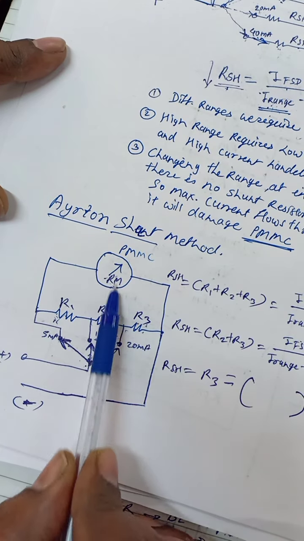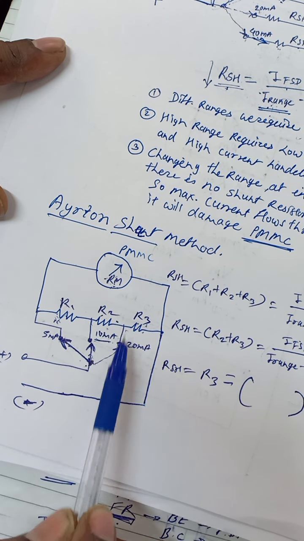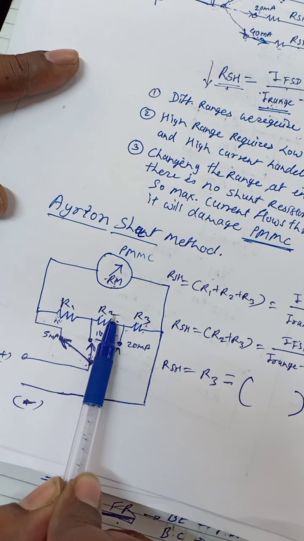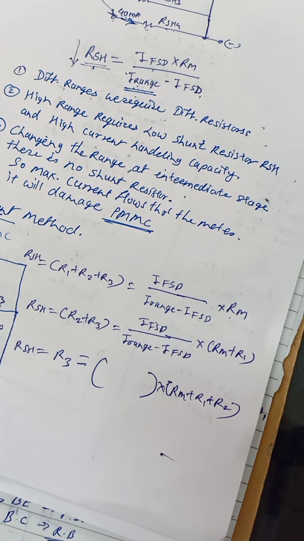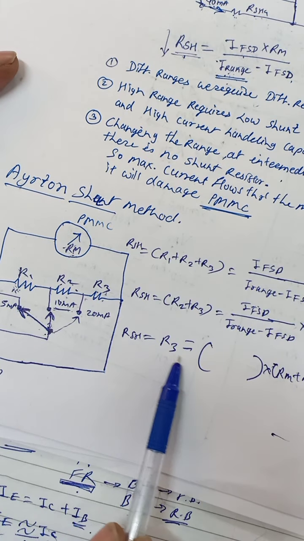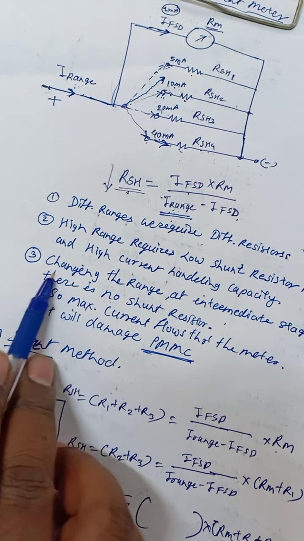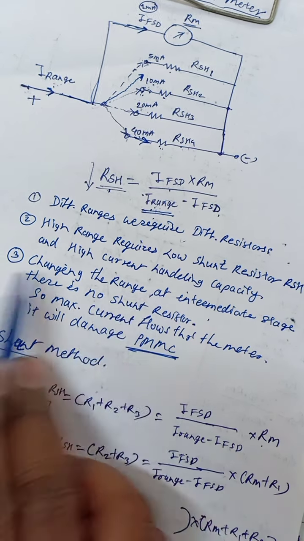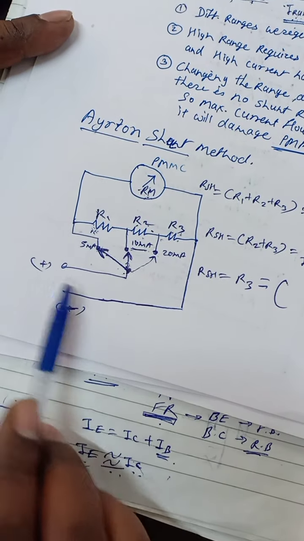So by arranging this, R1 and RM are in series for the second range. For the third range, RM, R1 and R2 are in series, so they get added. So we write RM plus R1 plus R2, and now RSH is only R3. So this disadvantage, changing the range, is eliminated here.